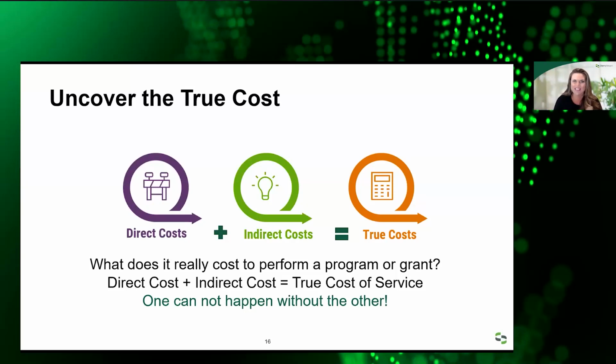And direct costs cannot exist without indirect costs. So really, we need to be looking at the true cost, because one is not optional. Just because we don't calculate it, just because we don't look at it, doesn't mean it's not there. So one can't happen without the other. And so it's really important that we leave here understanding, regardless of how we're going to cover it, it has to be looked at and it has to be understood. What is our full cost of service?